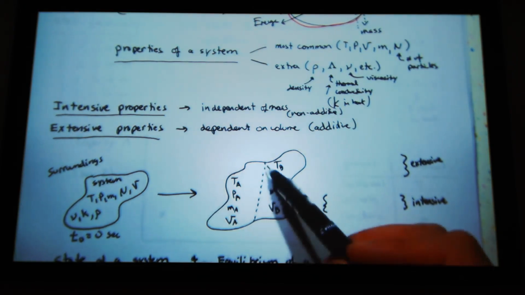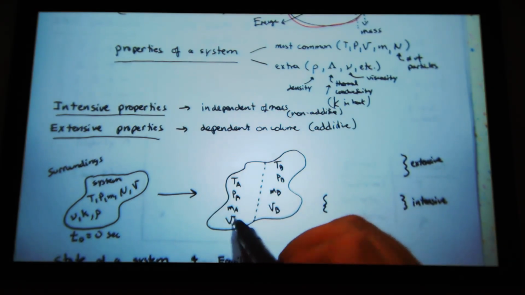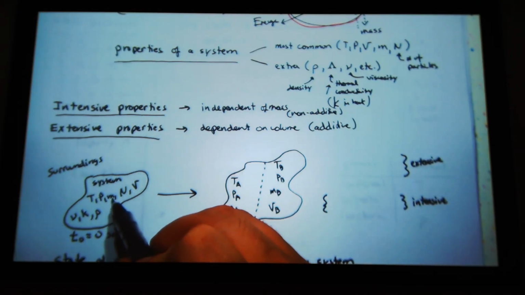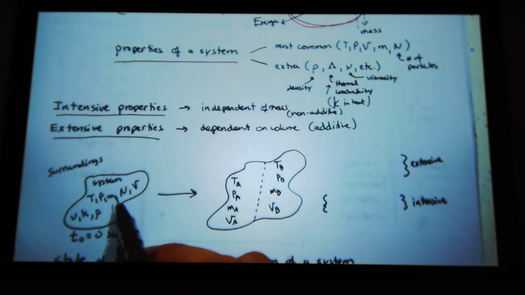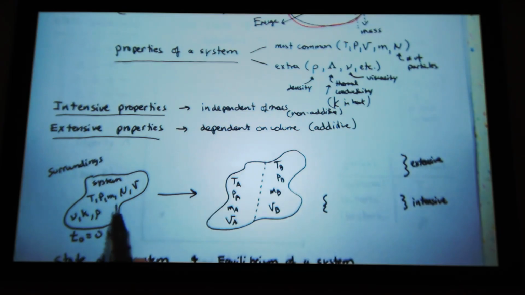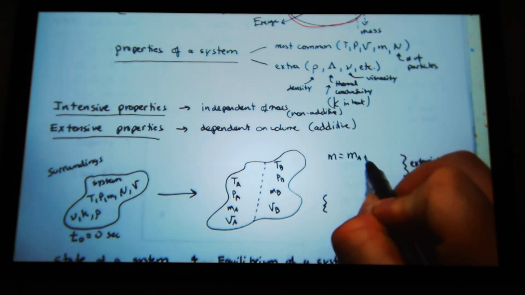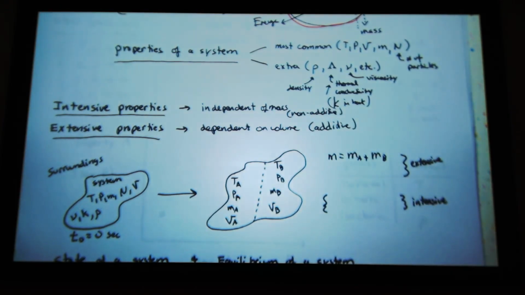So when I put this boundary here, I have mass, an initial extensive property, dependent on volume, and additive. So mass equals mass A plus mass B. That works, right? As soon as I put it here, I can distribute the amount of mass on each side.